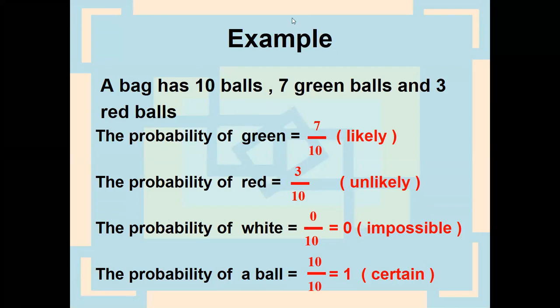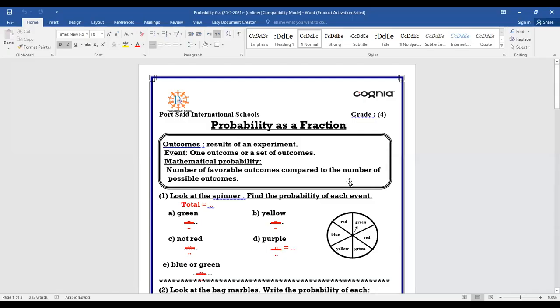Okay, concentrate. In our sheet, firstly, this is the meaning of outcomes as we said. This is the results of an experiment. The event is one outcome or set of outcomes. Mathematical probability, this is the number of favorable outcomes compared to the number of possible outcomes. How can we find it? We write the number of the elements of the event over the total number.